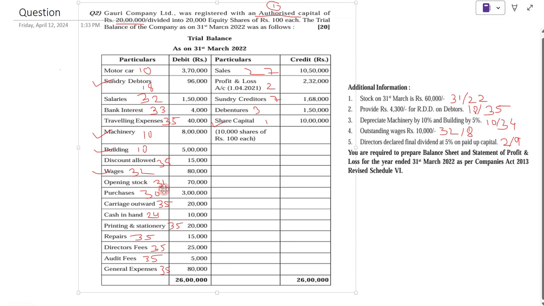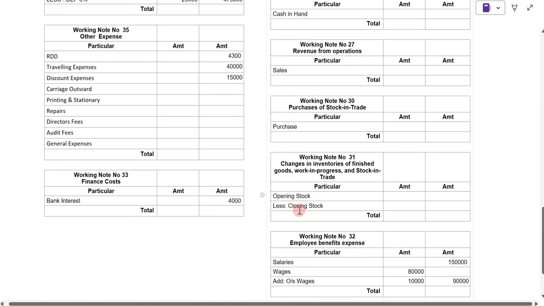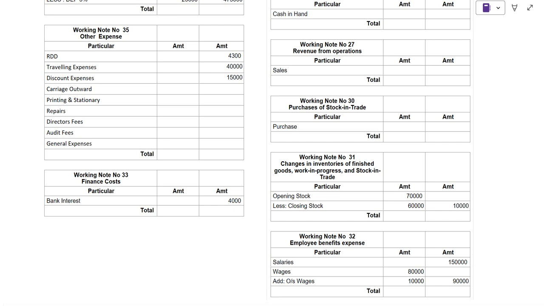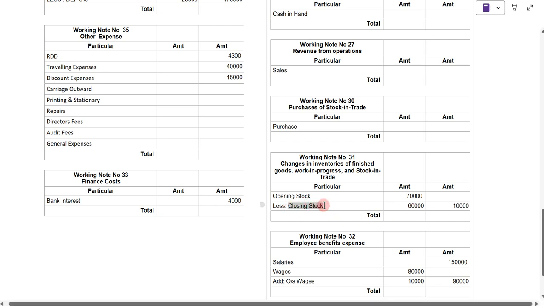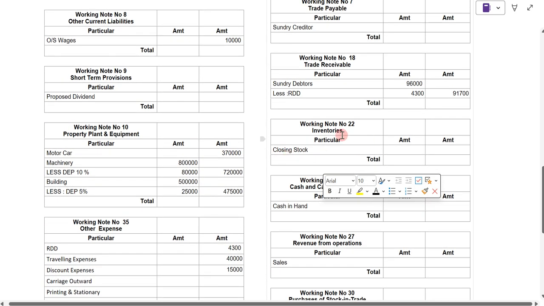Next, opening stock, note number 31. You can see the closing stock also in note number 31, and the second effect in note number 22. So in note number 31 you will write opening stock. Opening stock is rupees 70,000, and you have to do less closing stock, that is 60,000. Remaining is 10,000.